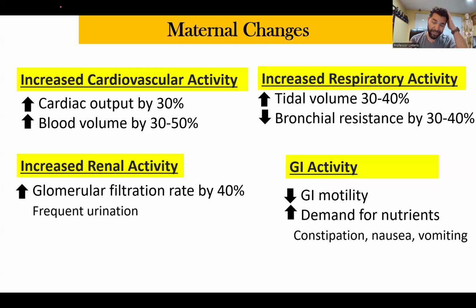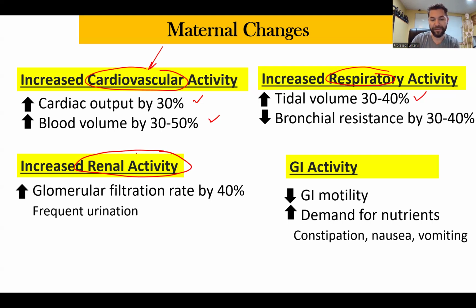But because there's so much increase in metabolic activity in the mother, we have increased heart activity, right? Cardiac output and blood volume go up significantly. There's more tissue that needs to have circulation of blood. We need more oxygen, right? So resting volumes of breathing go up. We need more air. We need more oxygen. There's more activity. This oxygen needs to be circulated.